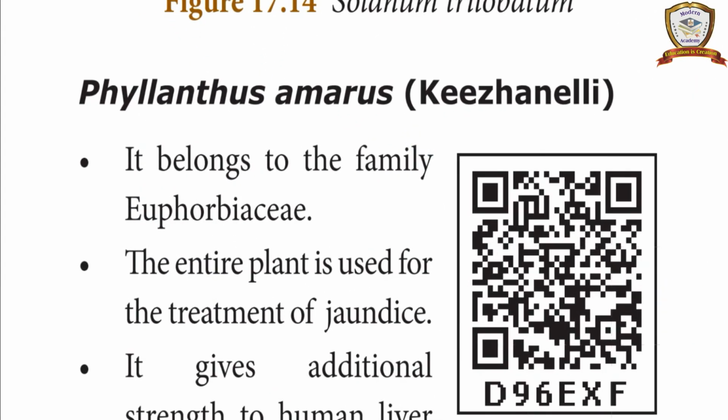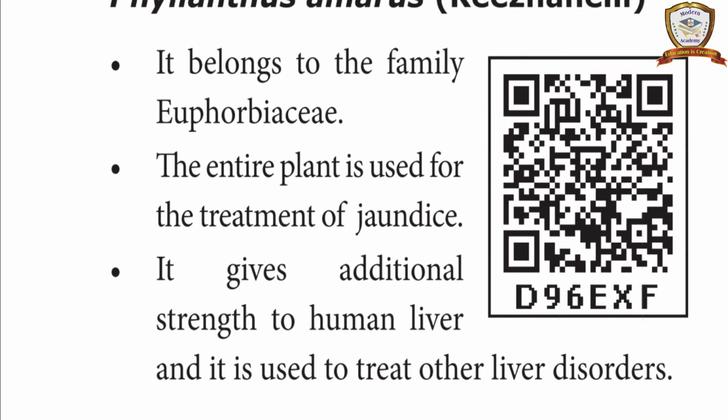Phyllanthus amarus, Keezhanelli. It belongs to the family Euphorbiaceae. The entire plant is used for the treatment of jaundice. It gives additional strength to the human liver and is used to treat other liver disorders.